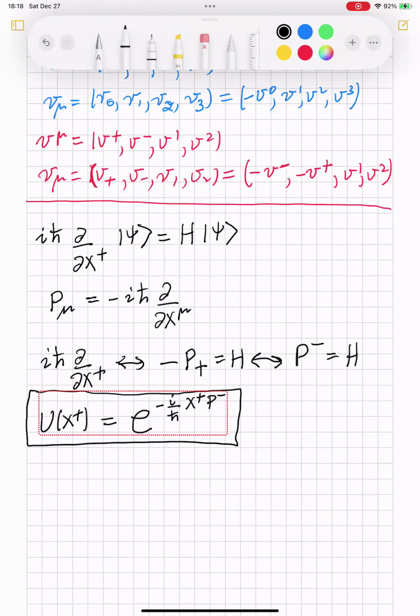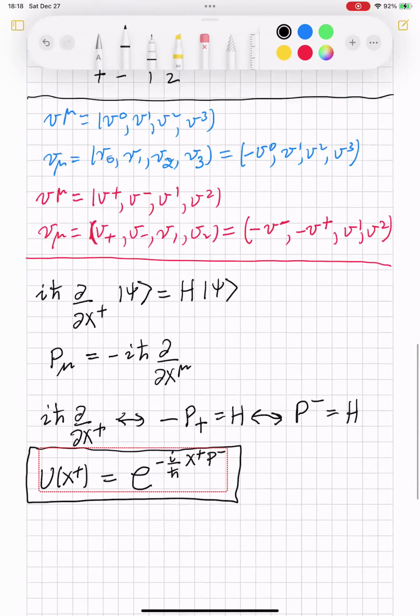Good. So that's roughly all I wanted to develop about light front quantization. We will continue in a minute.